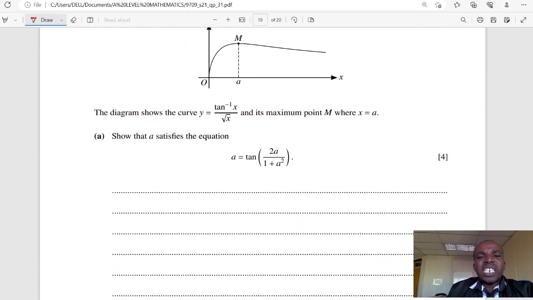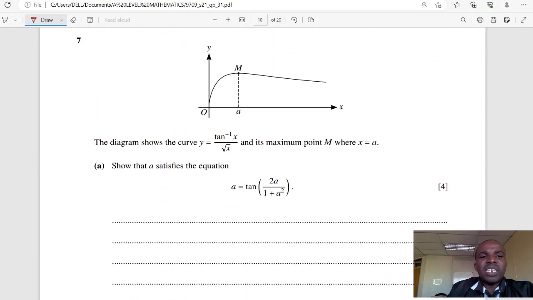Right, then question number 7. Question number 7. The diagram shows the curve y equals arctan of x, divided by root x, and its maximum point M, where x equals a. Then show that a satisfies this equation, right?